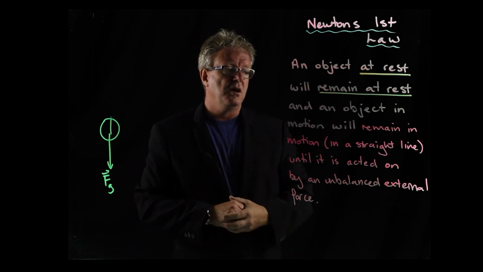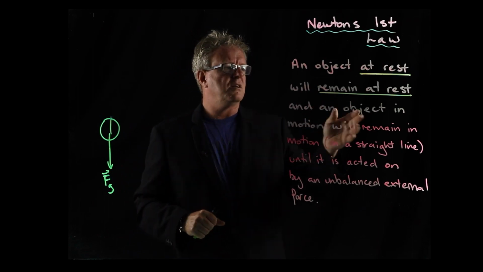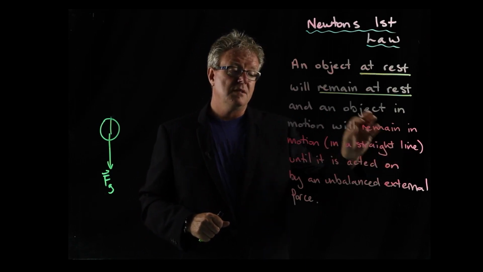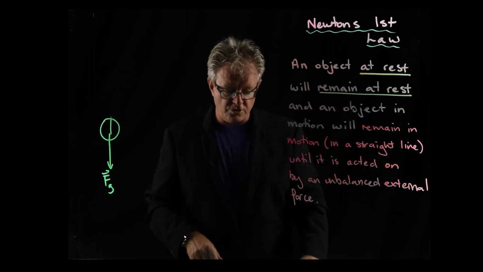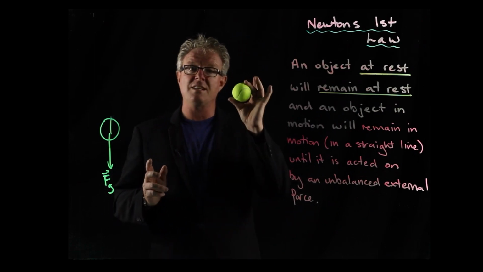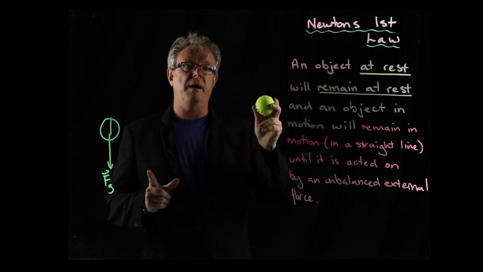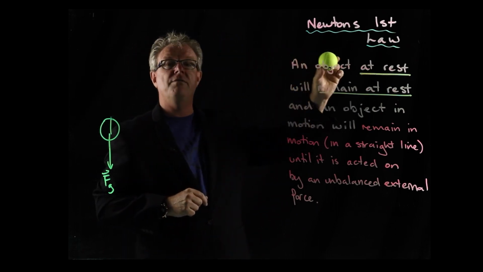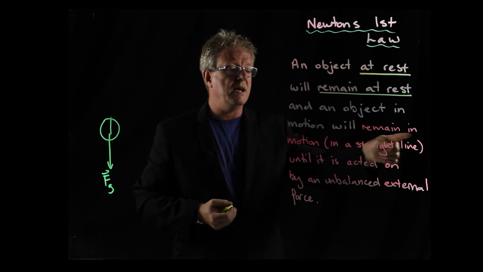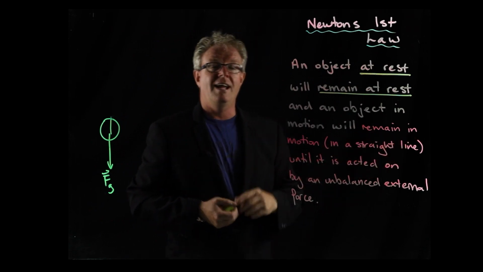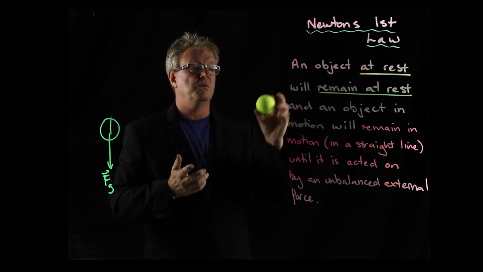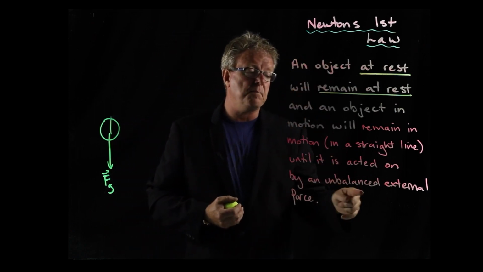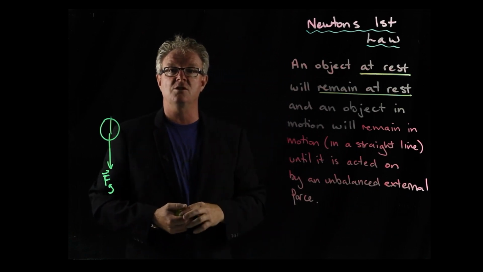So that's the at-rest portion. Let's look at the in-motion portion. It says an object will remain in motion in a straight line until an unbalanced external force is added to it. So if I could throw this ball in space, it will be going in a straight line forever, because it will remain in motion in a straight line. And in space, it's a vacuum. There's no air or resistance at all. It's a vacuum, so it keeps going. And it will keep doing that until an unbalanced external force causes it to change direction.